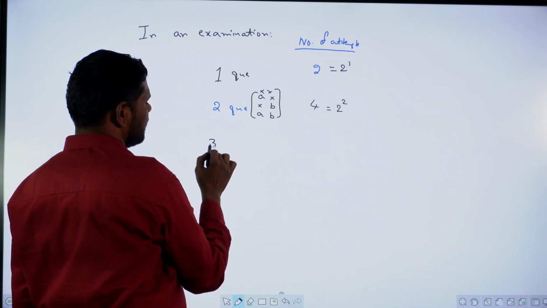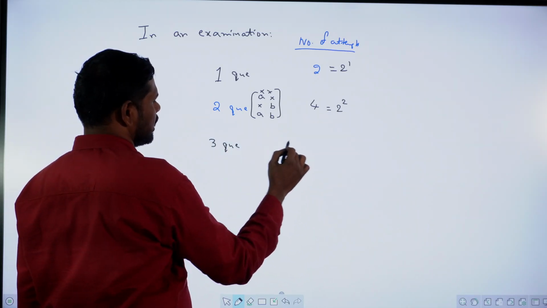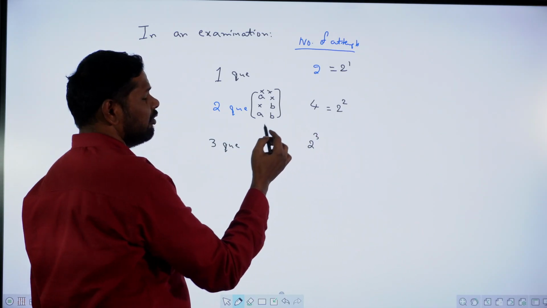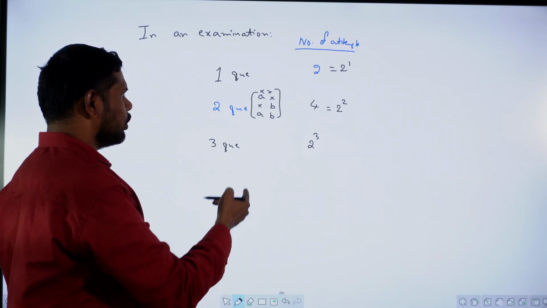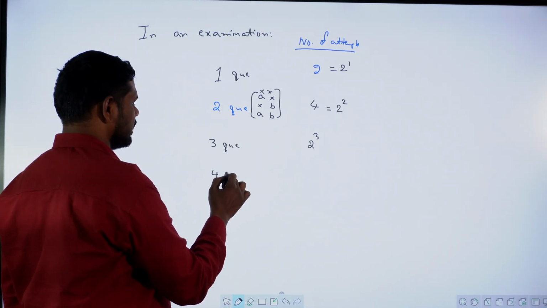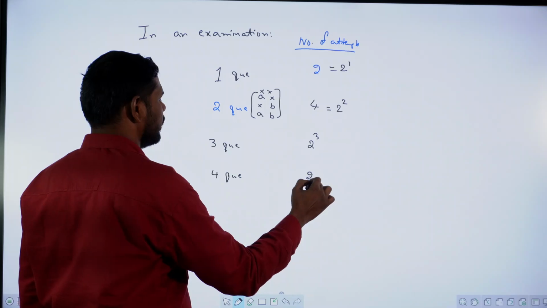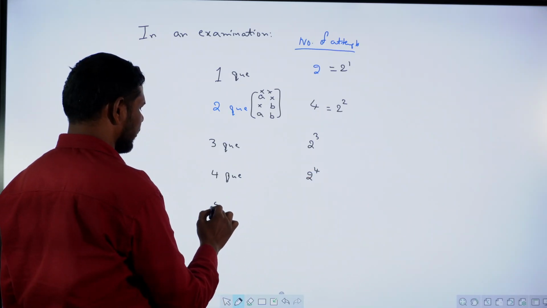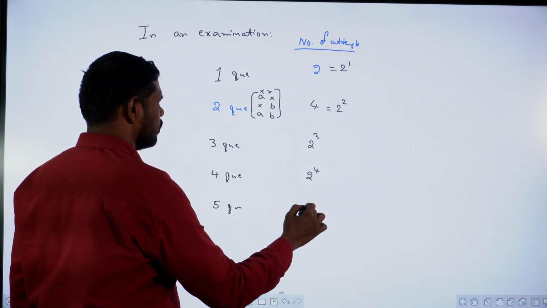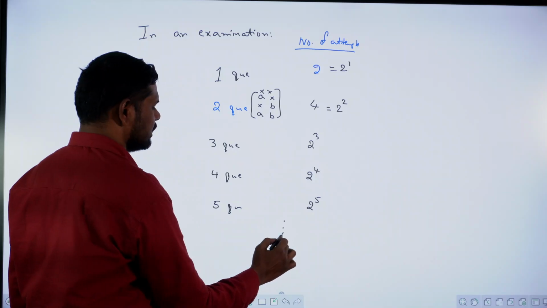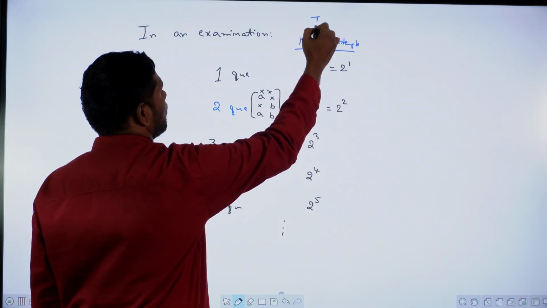Suppose in an examination paper, 3 questions are there. Total how many ways are we going to attempt? 2 cube ways. If 4 questions are there, how many ways are we going to attempt? 2 power 4. 5 questions are there, 2 power 5, like this. These are all total number of attempts.